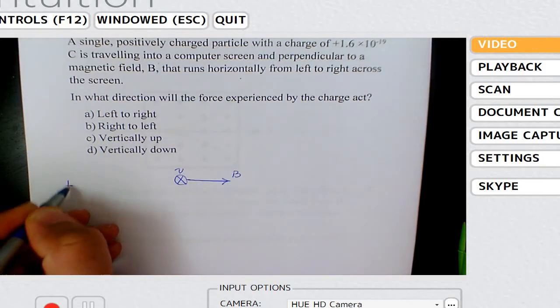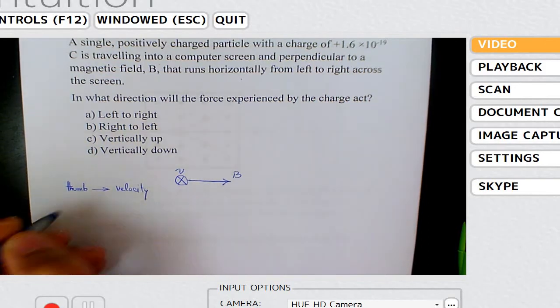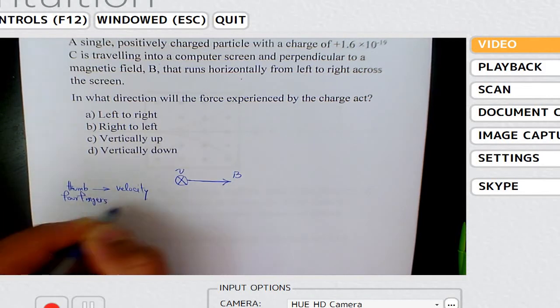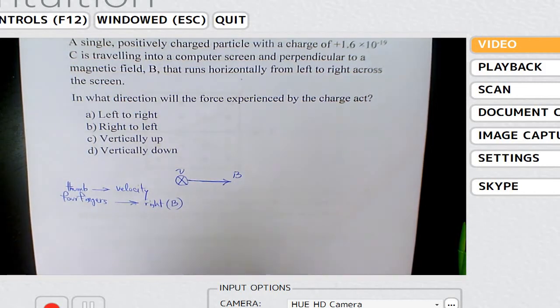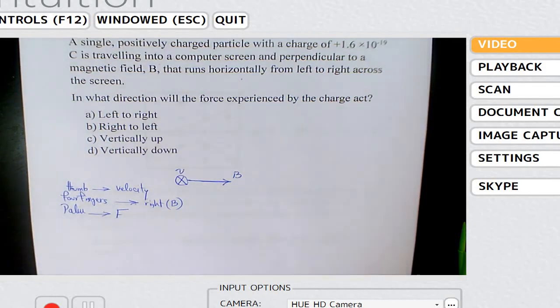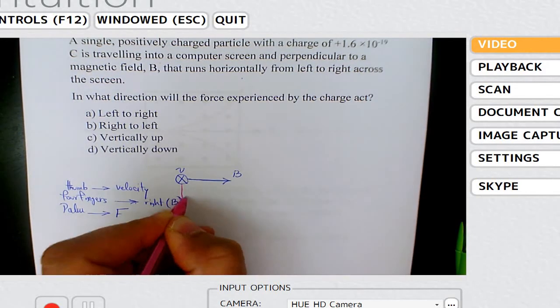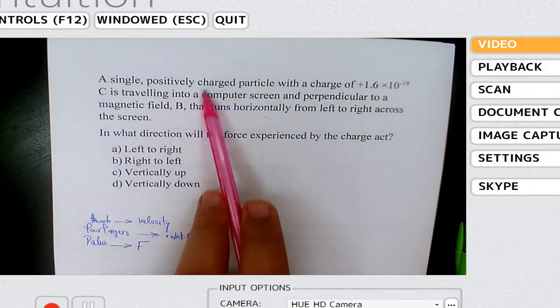So always thumb is going to be toward velocity direction. That's the right hand rule. Four fingers going toward right, which is showing the magnetic field, and then palm is showing the direction of the magnetic force. So if we do the same thing, thumb going toward velocity, four fingers toward magnetic field, then palm is going to be toward south.